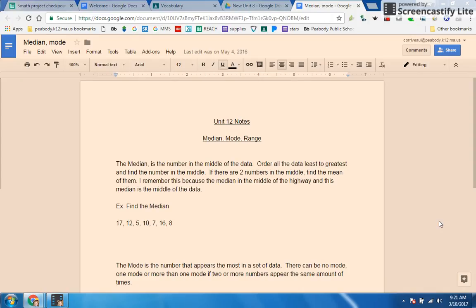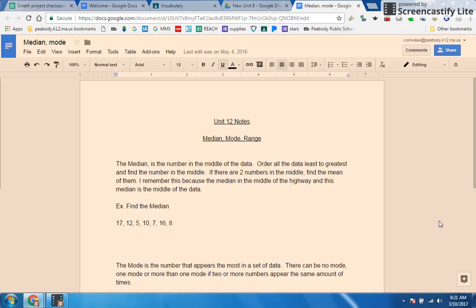So what you do is you take all of your data and you order it from least to greatest. This is a very important step, so make sure you don't forget to do that, because if you just find the number in the middle and it's not in order from least to greatest, it's not really the number in the middle. So you order it least to greatest, you find the number in the middle by crossing out a number on each side till you get to the middle, and then that would be your median.